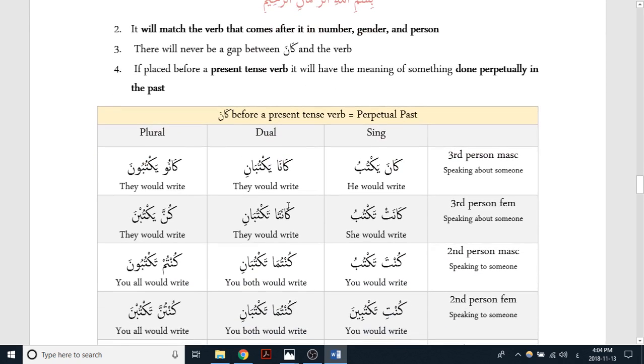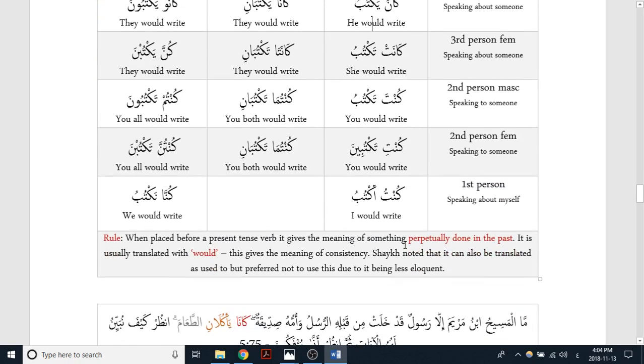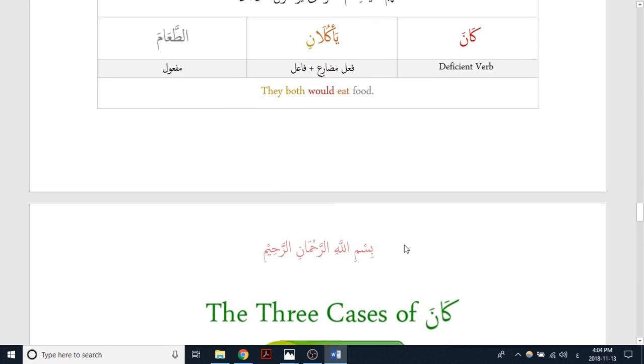Let's take a look at that. Kana yaktubu. He would write. That would gives the meaning of something that was done a lot in the past. It was something that he did a lot in the past. Kana yaktubani, they would write. Keep in mind they're matching in number, gender, and person. Kanu yaktubuna, they would write. Kanat taktubu, she would write. And it's pretty much the same thing.